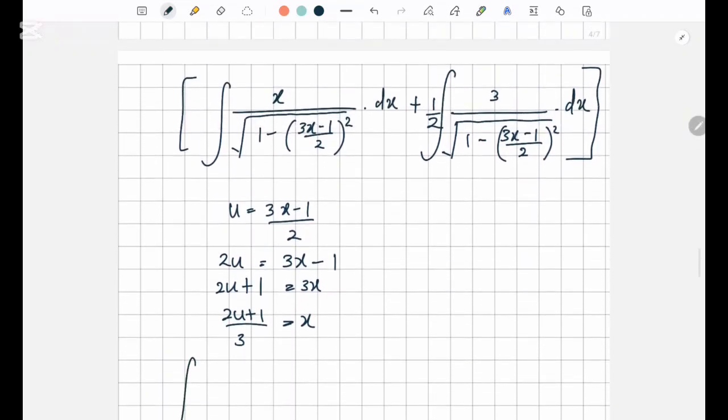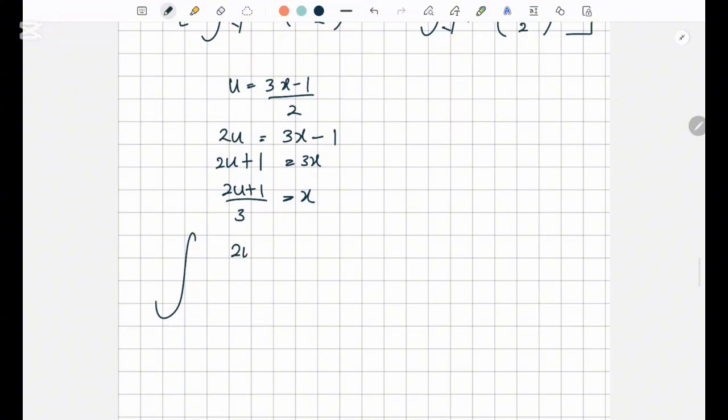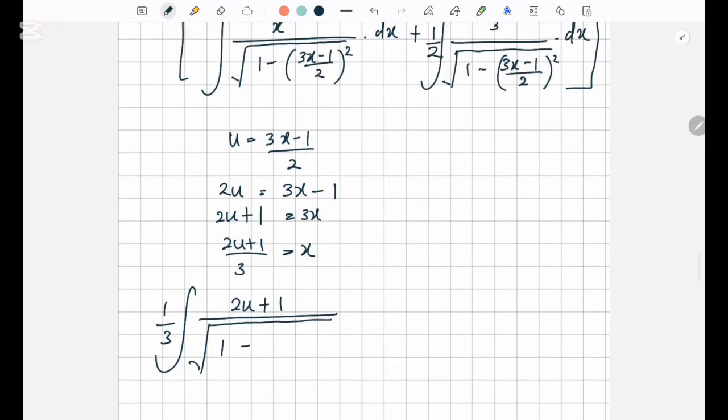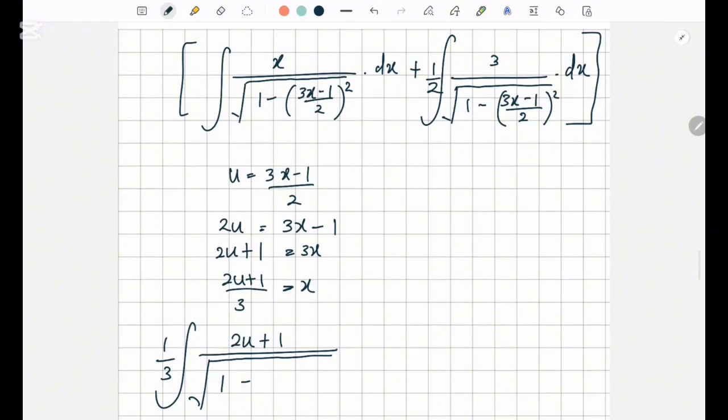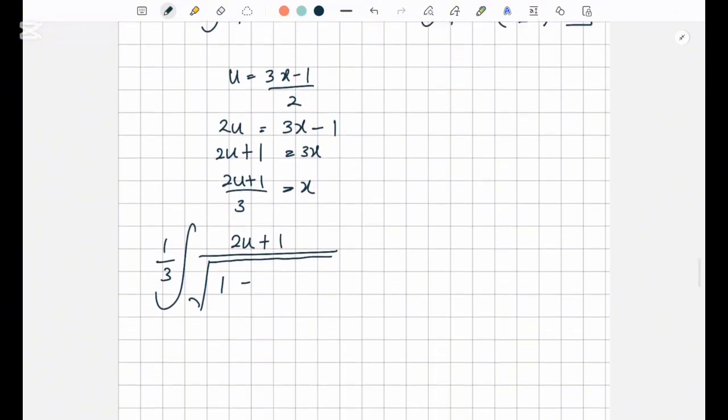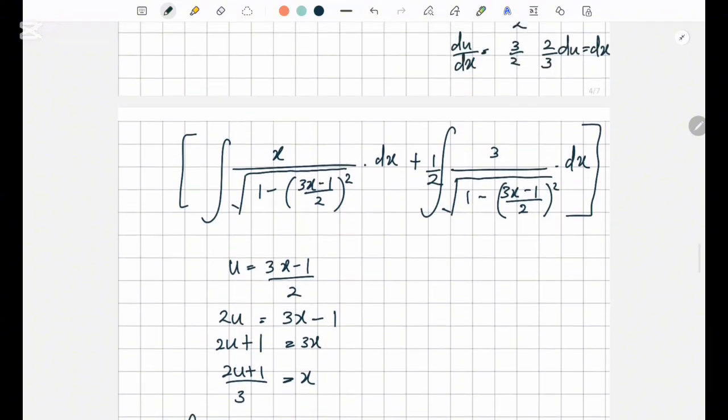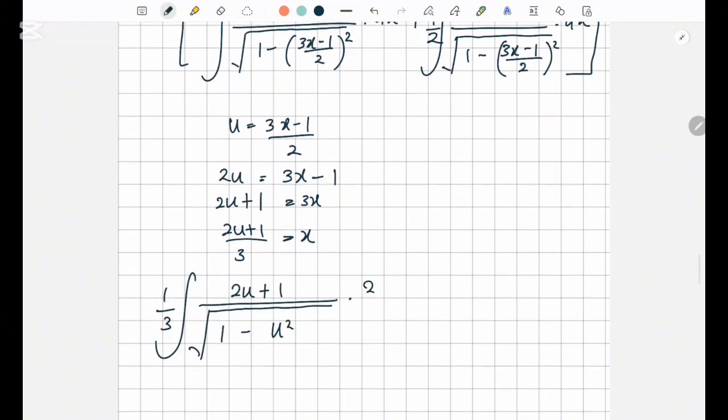So instead of x, I'm going to write 2u plus 1 over 3. You can take it out. You can write it like that. Root of 1 minus, instead of 3x minus 1 over 2 brackets squared, you can write u squared. And instead of dx, you can write 2 over 3 du.